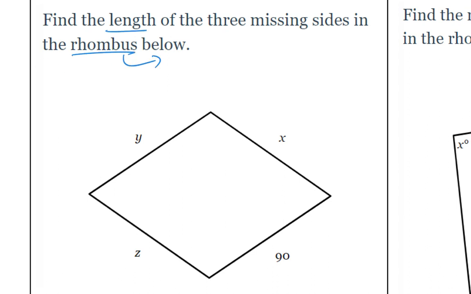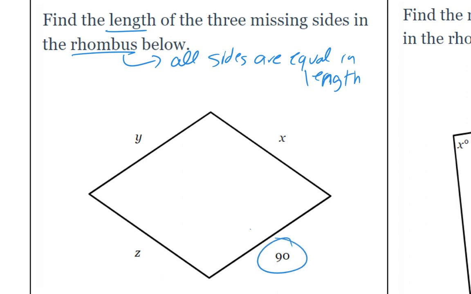Okay, what do we know about a rhombus? We know all sides are equal in length. All sides are equal in length. Okay, so if all sides are equal in length, if this is 90, then this has to be 90. Right? Y has to be equal to 90 as well. Right? So then if this is 90, then how much is x? That also has to be equal to 90, right? And then z has to be equal to 90, right?